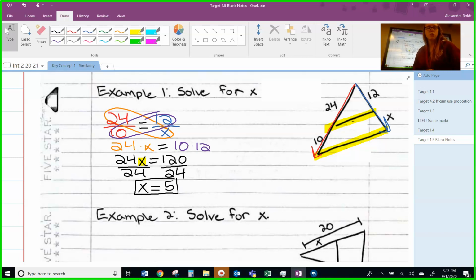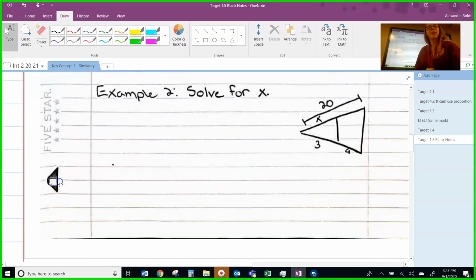Let's look at example 2. Again, solve for x. I have my two sides that are not quite drawn parallel because of my poor drawing skills, but we're going to say they're parallel. I can go down either side. I'll go down this side first, so we have 3 over 9.